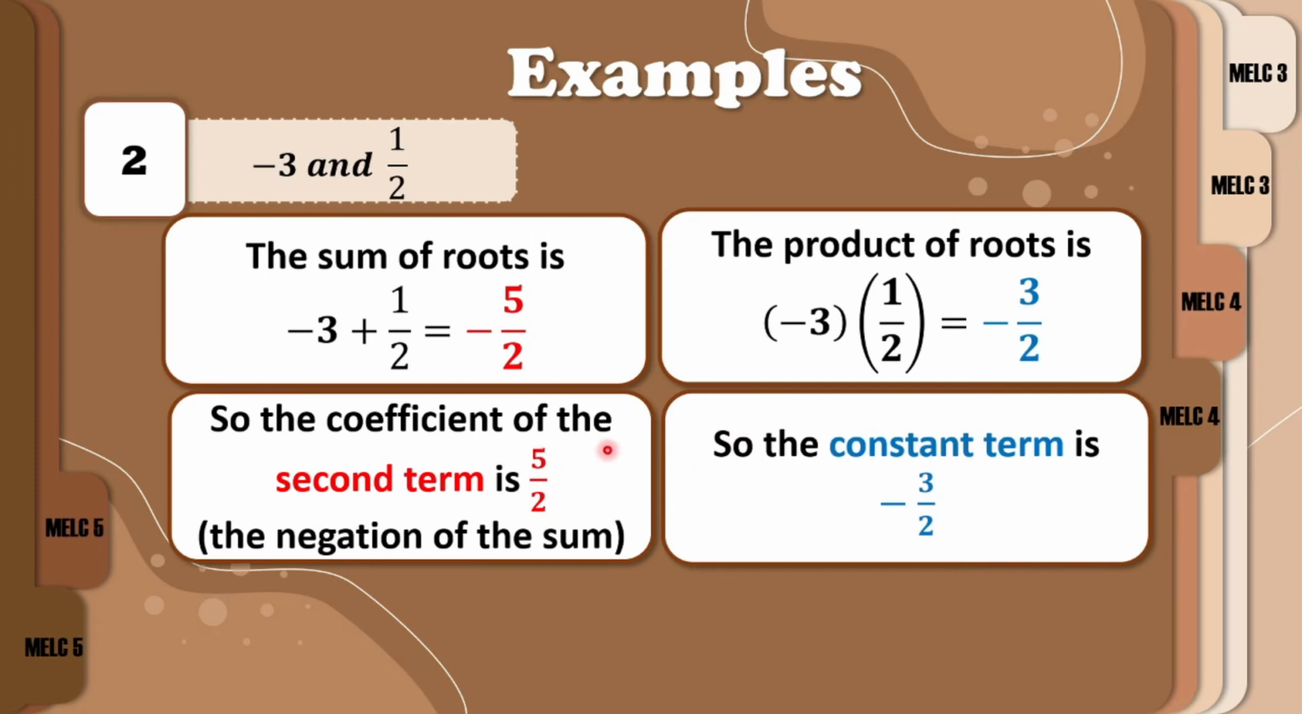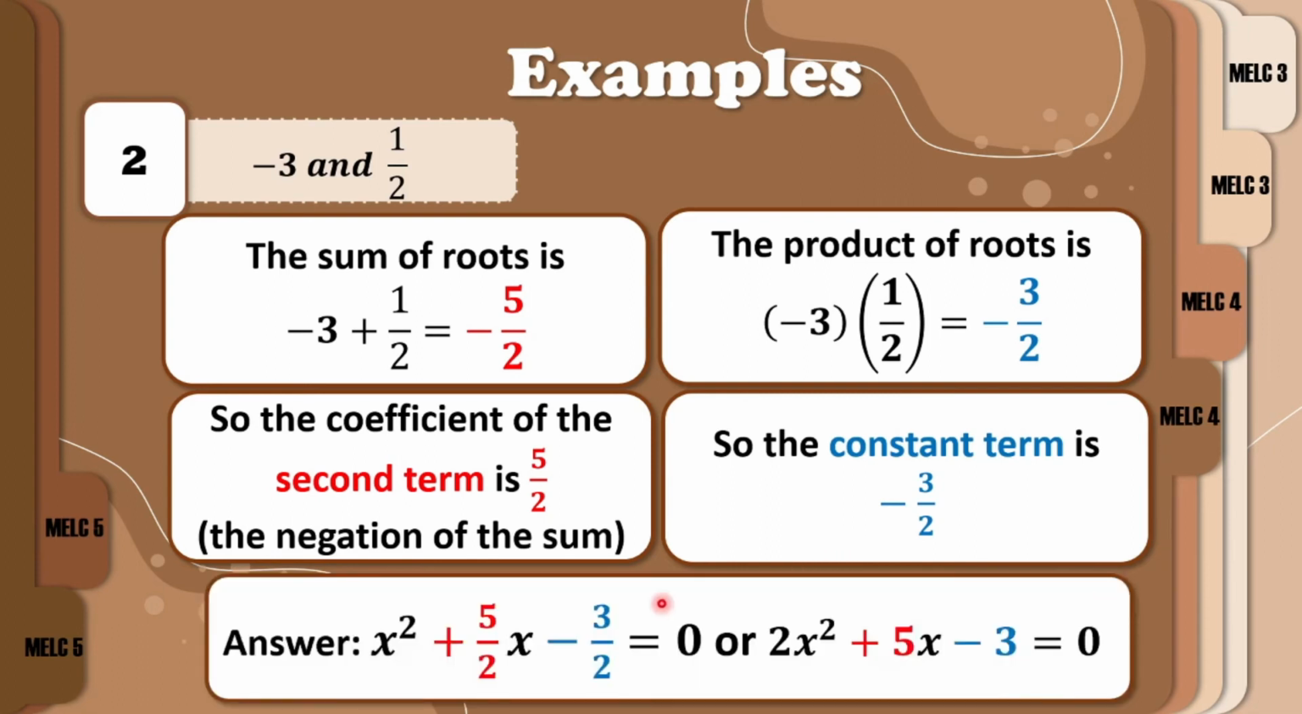If we're going to construct a quadratic equation using this sum and product, we will get x squared plus 5 over 2, that is our second term, x minus 3 over 2, that is our constant term, is equal to 0. Or, pwede naman natin siyang simplify. So, our over 2 here, pwede natin siyang i-multiply both sides by 2. So, makakancel lahat ito. Then, magiging 2x squared plus 5x minus 3 is equal to 0.